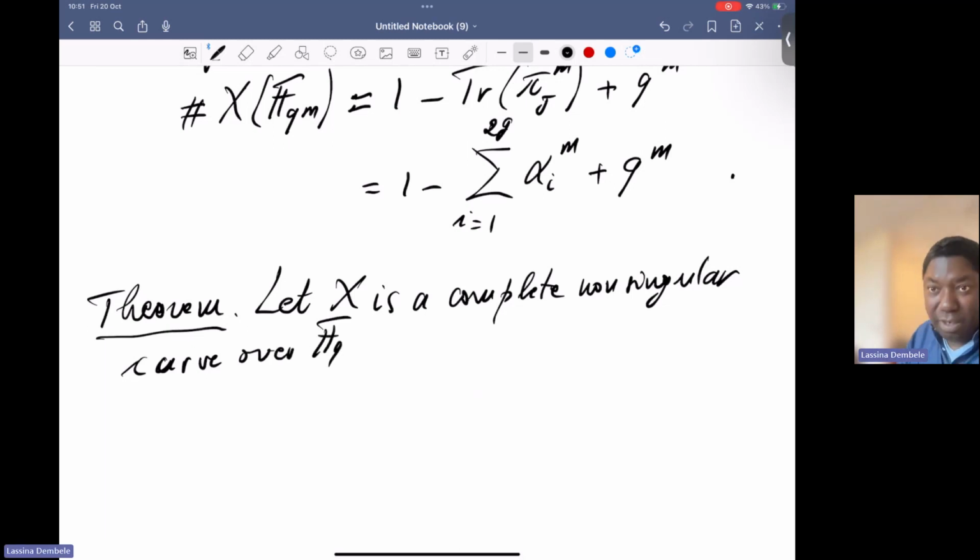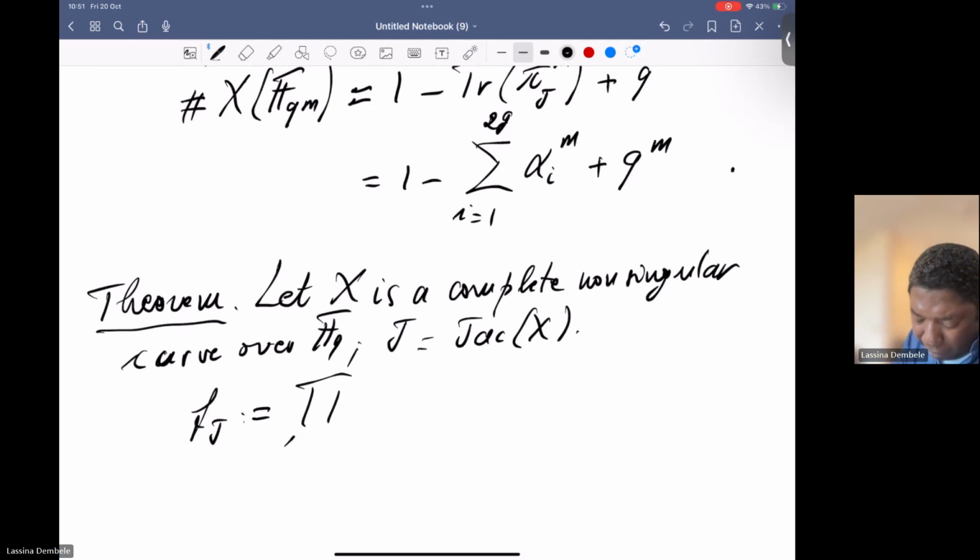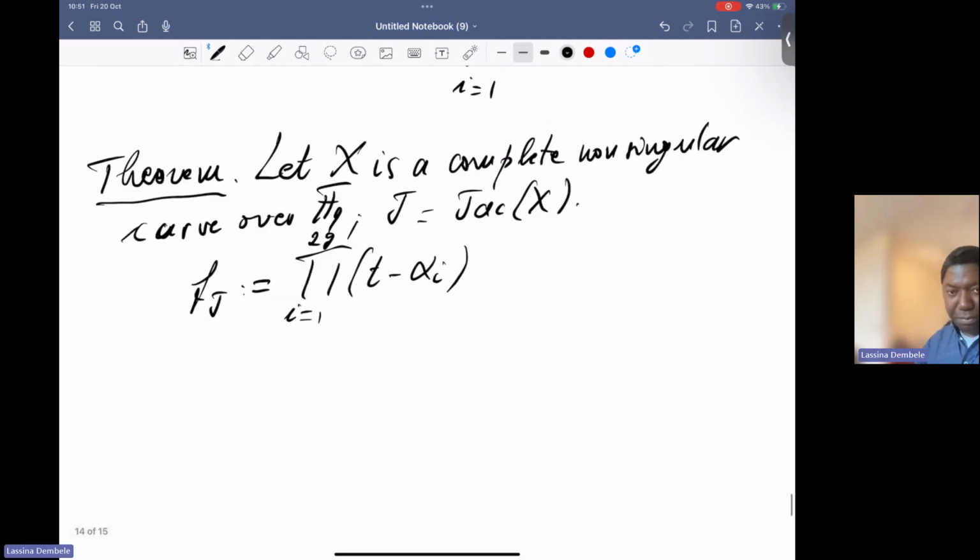Over our finite field Fq, J is equal to the Jacobian of X. And then we write f_J(t) as the product for i from 1 to 2g of (t minus alpha_i). That's our characteristic polynomial. The theorem says the following.